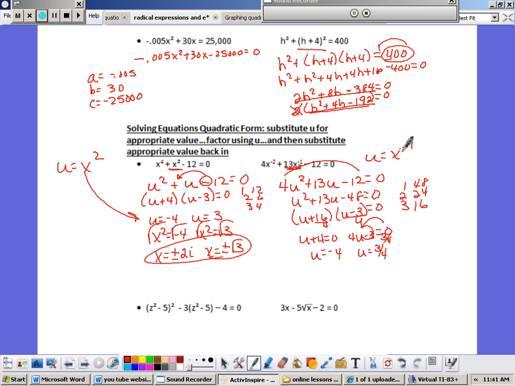Now, plug the x minus 1 back in. Now all x to the minus 1 means is the reciprocal. So for me to get x, I flip it. So instead of negative 4 over 1, it's negative 1 over 4. Instead of 3 over 4, it's 4 over 3.